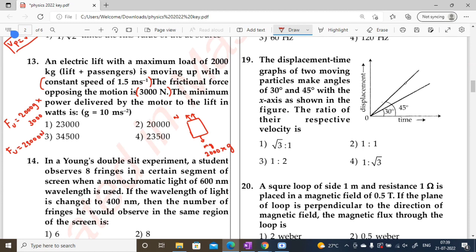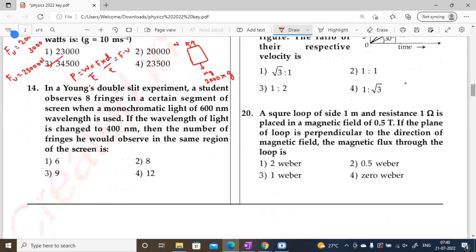And of course, we know that power is given by work done by time, and work done is force times displacement by time, and displacement by time is velocity. So force into velocity. We have the force value which is just now solved, and we have the velocity at which the lift is moving. Finally, I'll be multiplying the two factors to get the answer, 34,500 watts. Very simple, right?